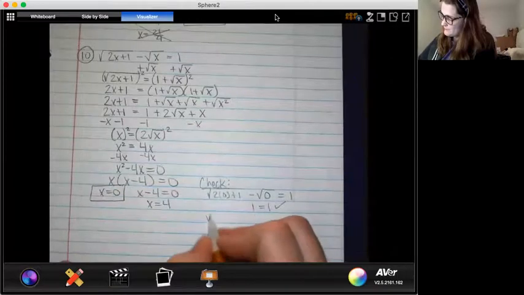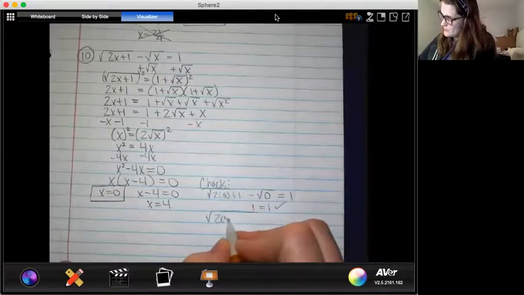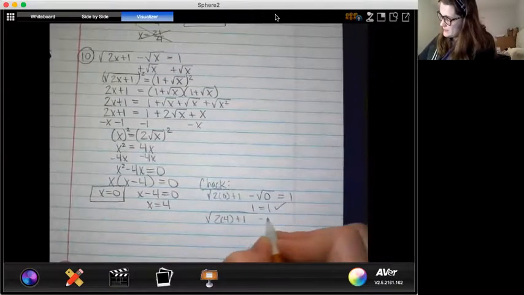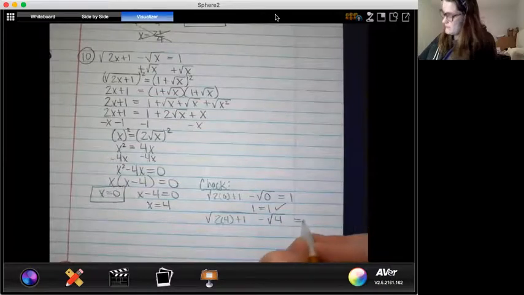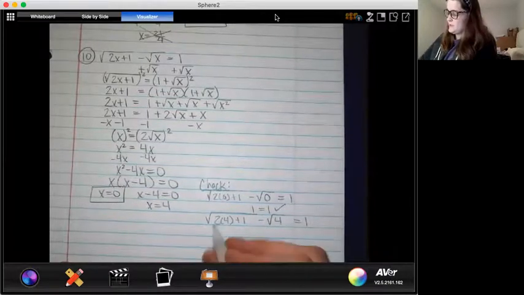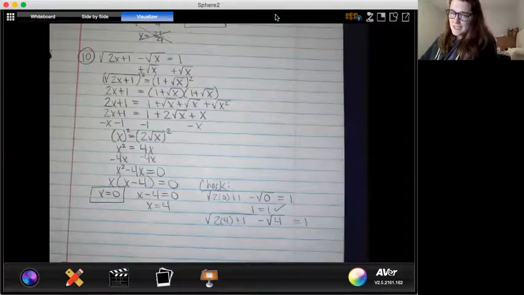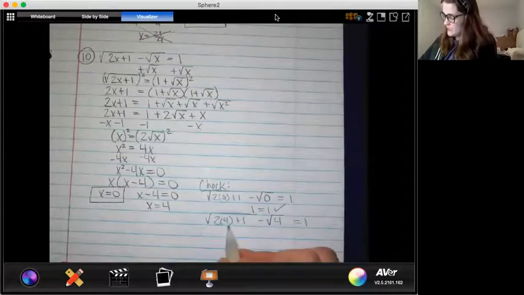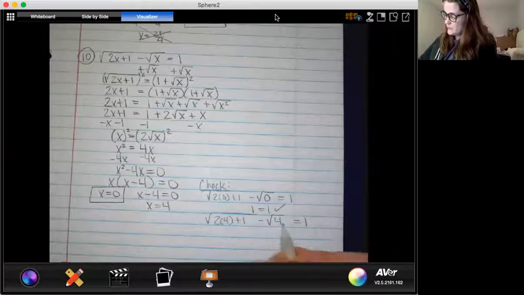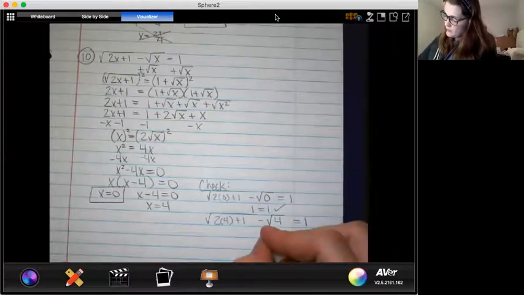Then let's try the other one. 2 times 4 plus 1 minus the square root of 4 equals 1. Okay, 2 times 4 is 8. 8 plus 1 is 9. Square root of 9 is 3. 3 minus square root of 4, which is 2. 3 minus 2 is 1.